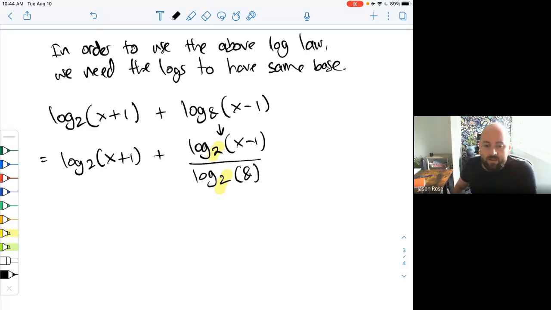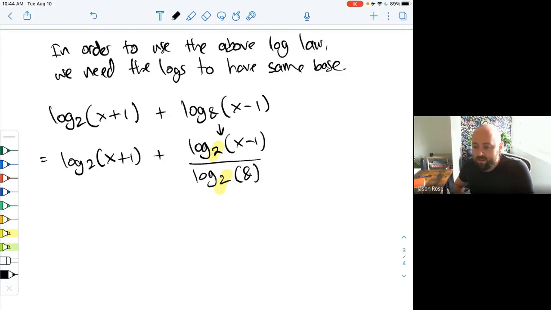What's troubling me here is the denominator, log to the base 2 of 8. That's kind of in the way of everything in the previous expanding question. We'll get there, Evan, but we're just not there yet.